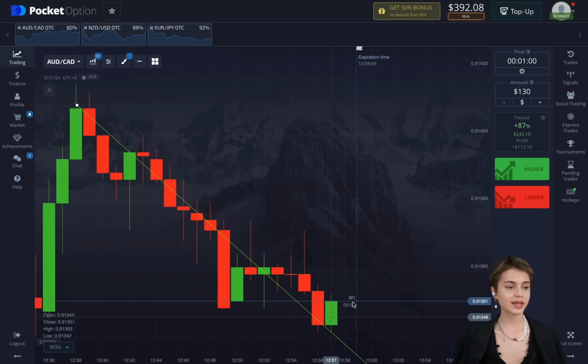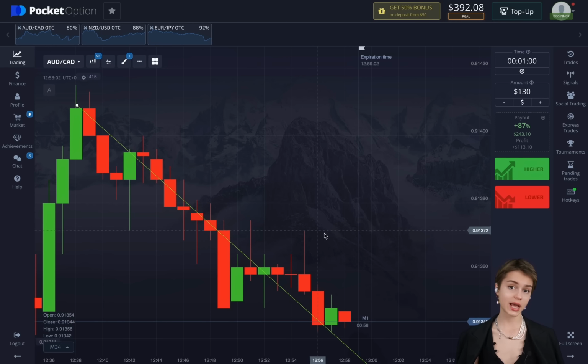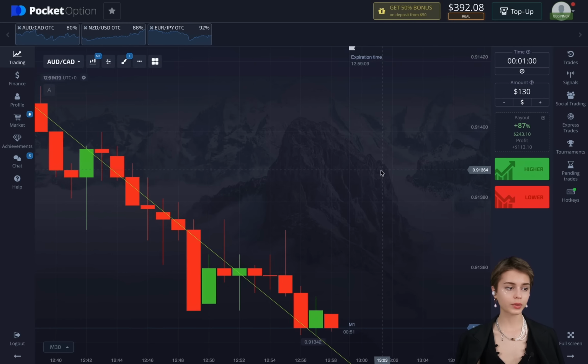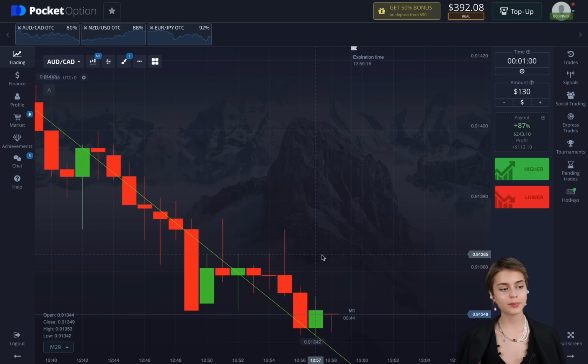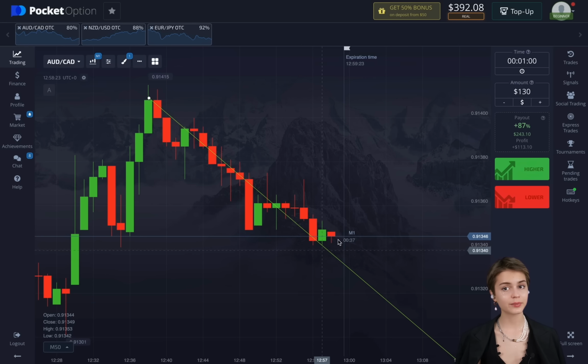So here we see our candle. It is a gravestone again, with a small body and big shadow located at the top. And as we see, the downtrend is being continued. So we were supposed to open a deal as soon as this candle was formed. The next candle is red, and we would get a profit in any case. But we opened a little later, earned as well, but with a higher risk.